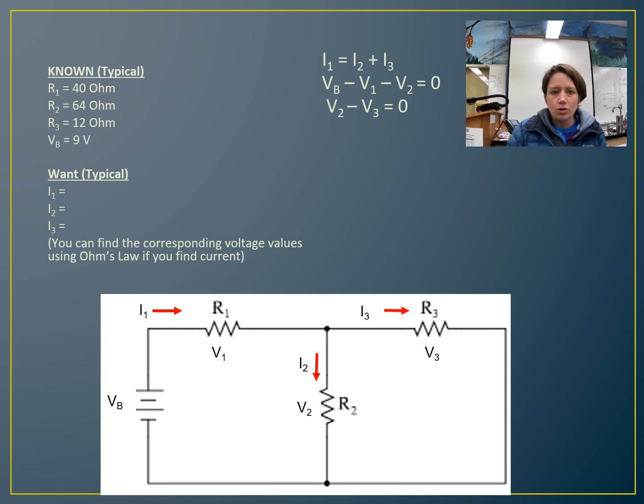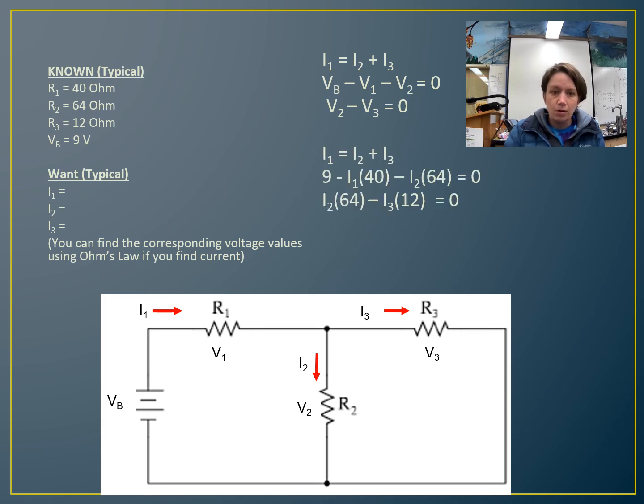The way I chose those equations is I made sure that I had 3 equations that I could get I1, I2, and I3 out of. I took one of the junction equations, and then 2 of the loop law equations. And then for those 2 loop law equations, for V1 and V2 and V3, I substituted in I1 times R1, because I know R1, and I2 times R2, and I3 times R3. So I rewrote those equations as shown below.